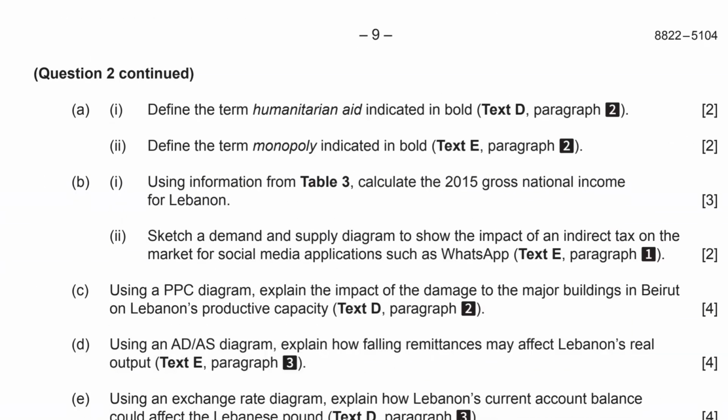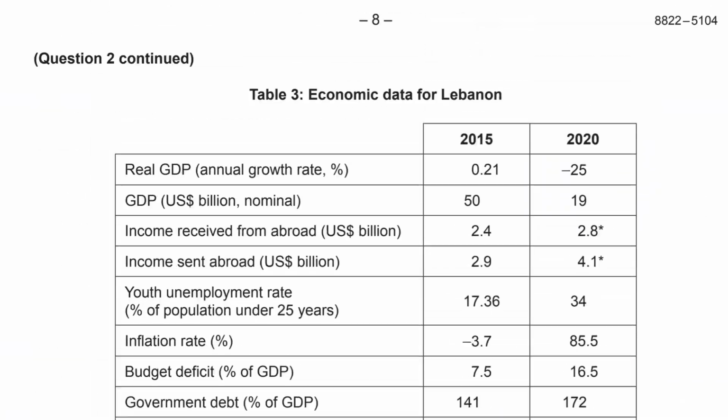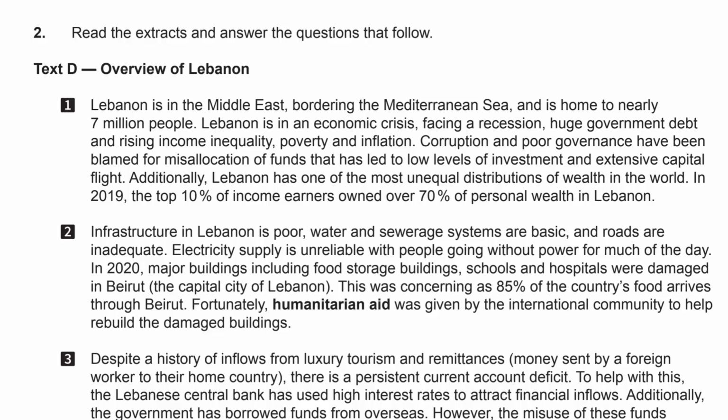Okay, so let's begin by looking at this first one over here, which is part A, part 1. This is asking us to define the term humanitarian aid indicated in bold in text D, paragraph 2. So let's have a look at text D, paragraph 2. There we go, just this one over here.